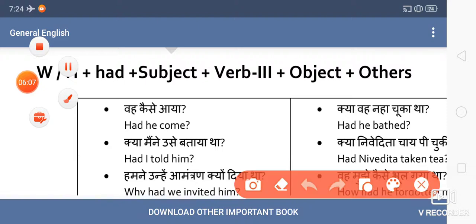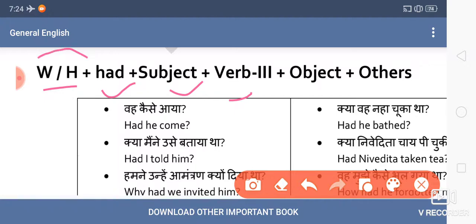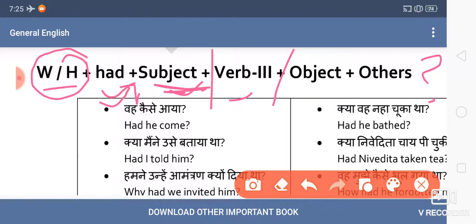Let's see one example. So the WH word first of all, then had, then subject. So always we place our helping verb first, but in case of WH type we put the interrogative word first, then the auxiliary verb, then the subject. So the subject, which was in the first place in the positive sentence, will come at third. Then the verb third form, there will be no change in the third form, and then the interrogative mark.